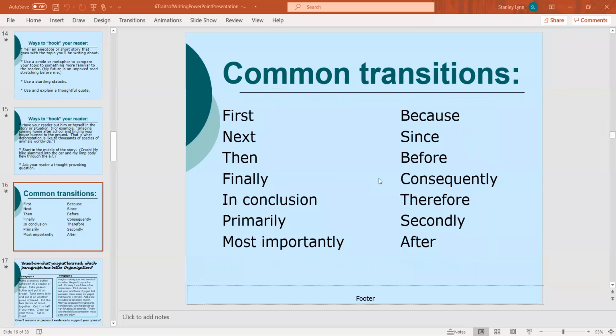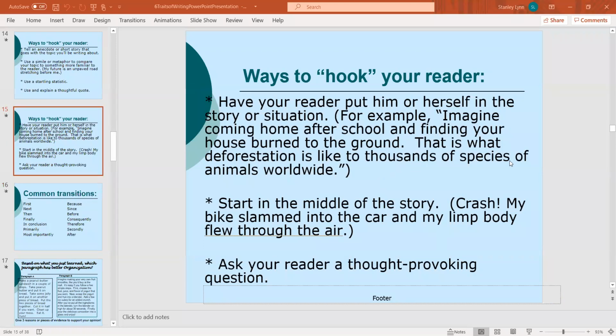Start in the middle of the story. Crash. My bike slammed into the car and my limp body flew through the air. You're showing, you're not just telling. We can feel what happened, and we can also feel his body flying through the air, or we can imagine it, okay? Ask your reader a thought-provoking question.